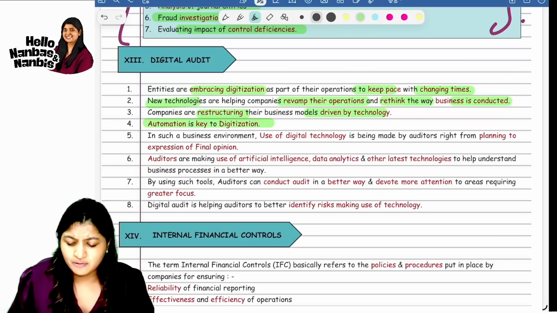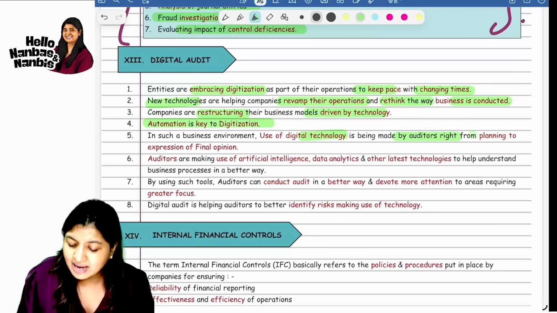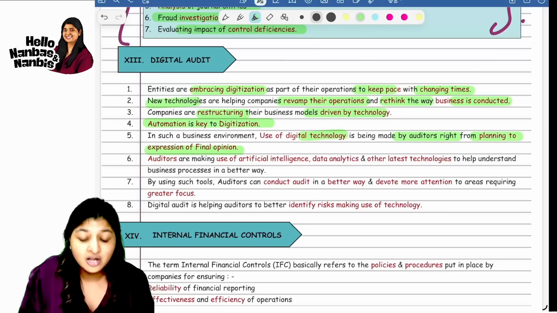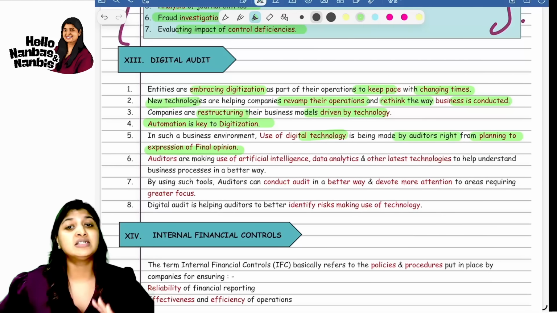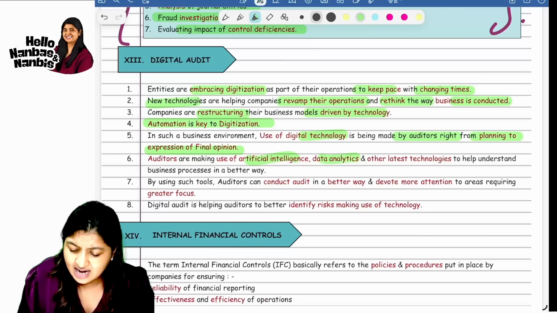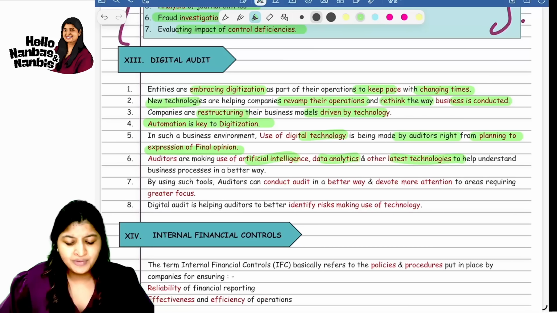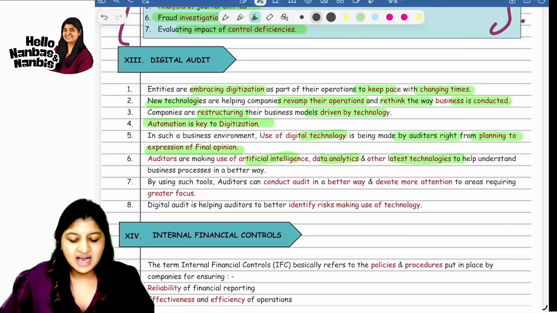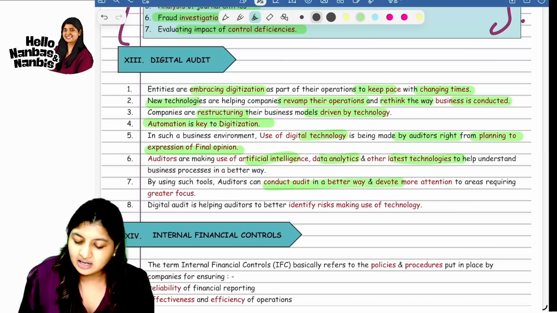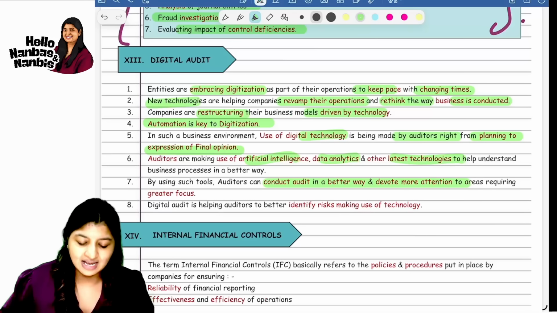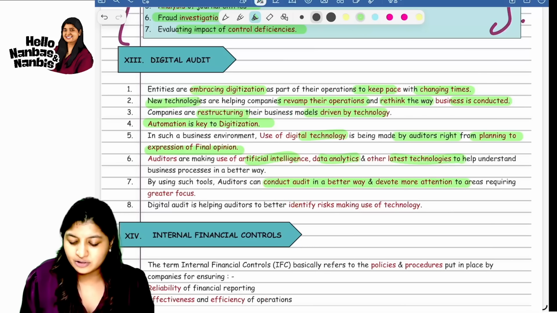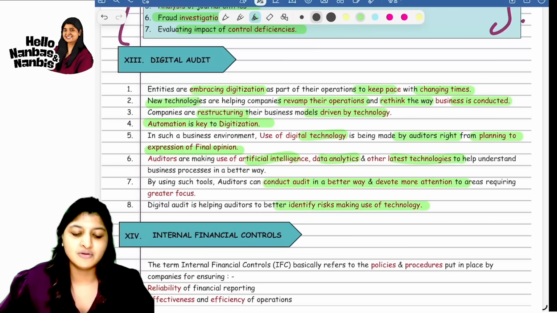In such a business environment, technology is being used by auditors right from planning to expression of final opinion, from the planning stage till the conclusion stage. Auditors are also using AI, data analytics, and other latest technology to help the business processes in a better way. By using such tools, the auditor can conduct the audit in a better way and devote important attention to important areas. Digital audit is helping auditors to better identify the risks by making use of technology.